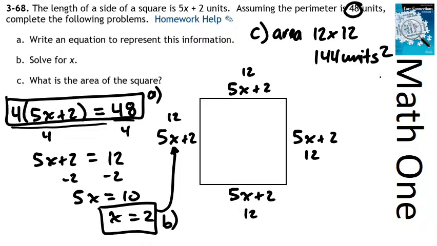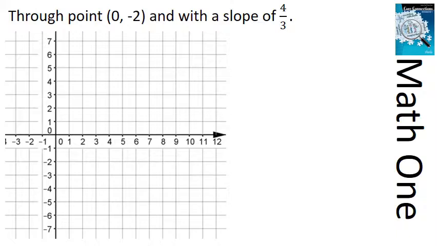And that's it. Okay, this is question 69, and it's got a lot of parts to it. So one of the first parts, well, it says on graph paper, graph the line that goes through the point 0, -2. Let me go and put a point there.